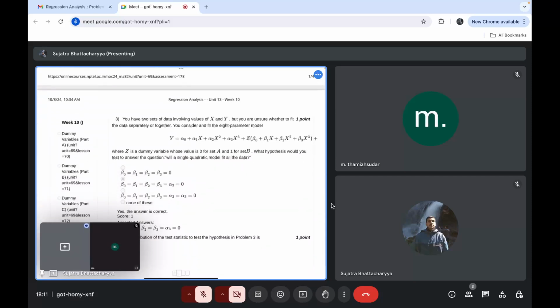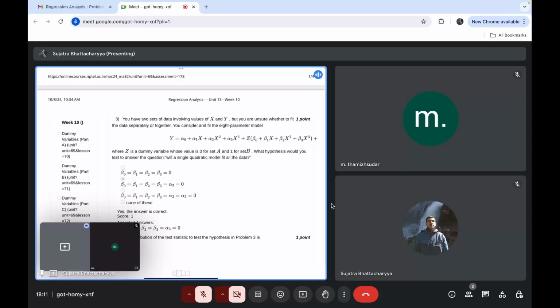Let's go ahead. The third question shows that you have two sets of data involving x and y, but you are unsure whether to fit the data separately or together. You consider and fit an 8 parameter model, with all the parameters you have taken. That is what we generally take for the dummy variable case. So z is the dummy variable whose value is 0 for set A and 1 for set B. We have seen these things.